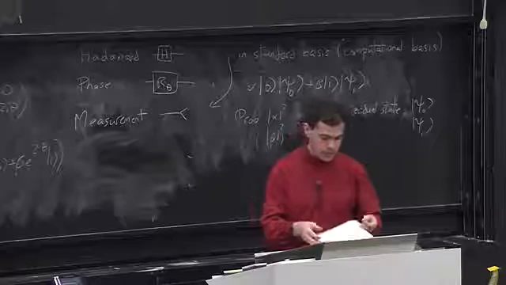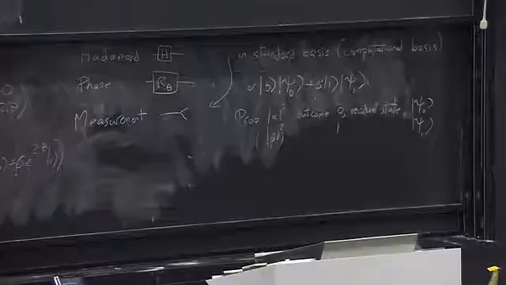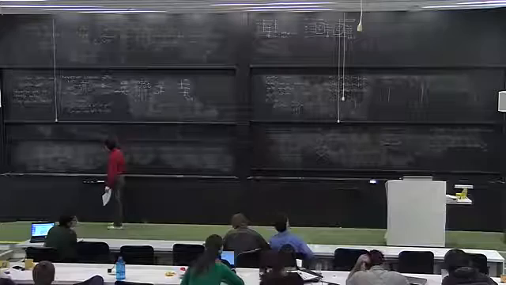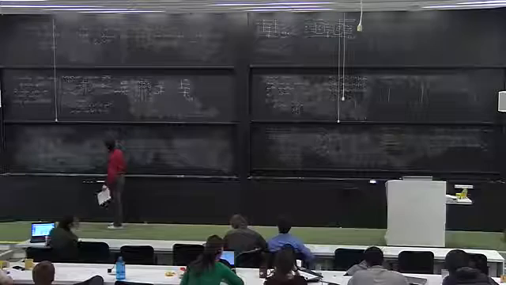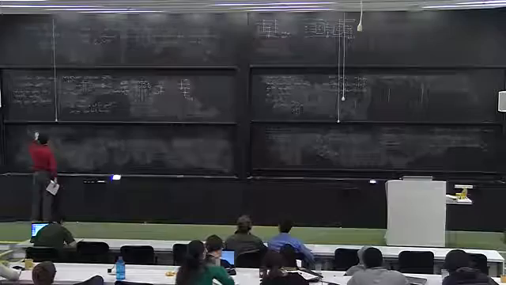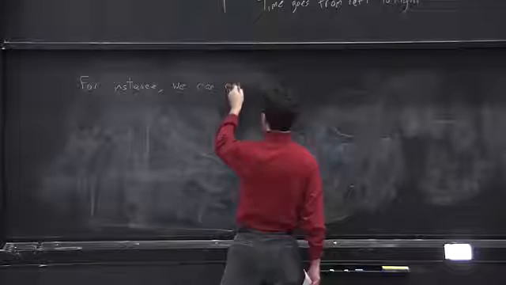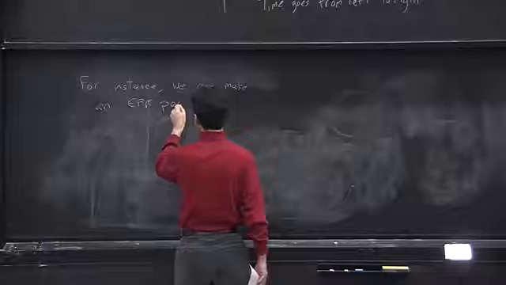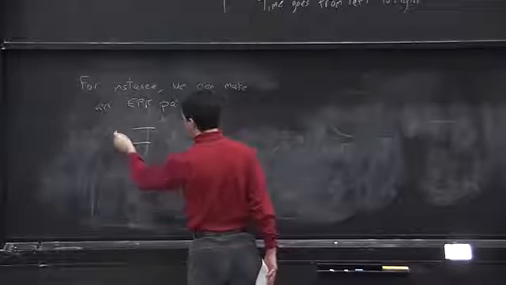Okay, so of course, once we have these gates, the whole point is to put them together to do interesting things. Certainly we have enough gates that will let us do interesting things. So, for instance, we can make an EPR pair. So how do we do that? Well, it's a 2-qubit thing. So we'll start out with 2 qubits, both in state 0.